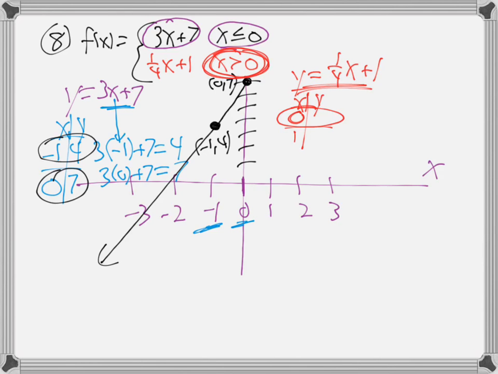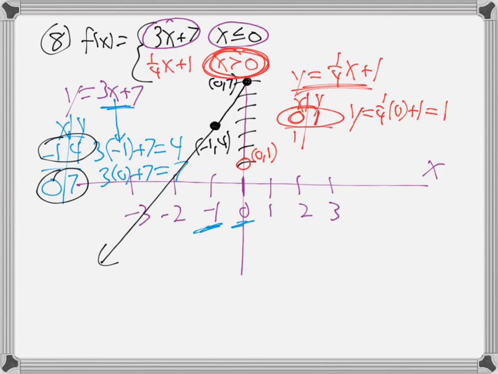All right, let's plug in. Plug in a 0. y equals 1/4 times 0 plus 1. What's 1/4 times 0 plus 1? 1/4 times 0 is 0. Plus 1 is 1. Over 0, up 1. Open dot right there at over 0, up 1.